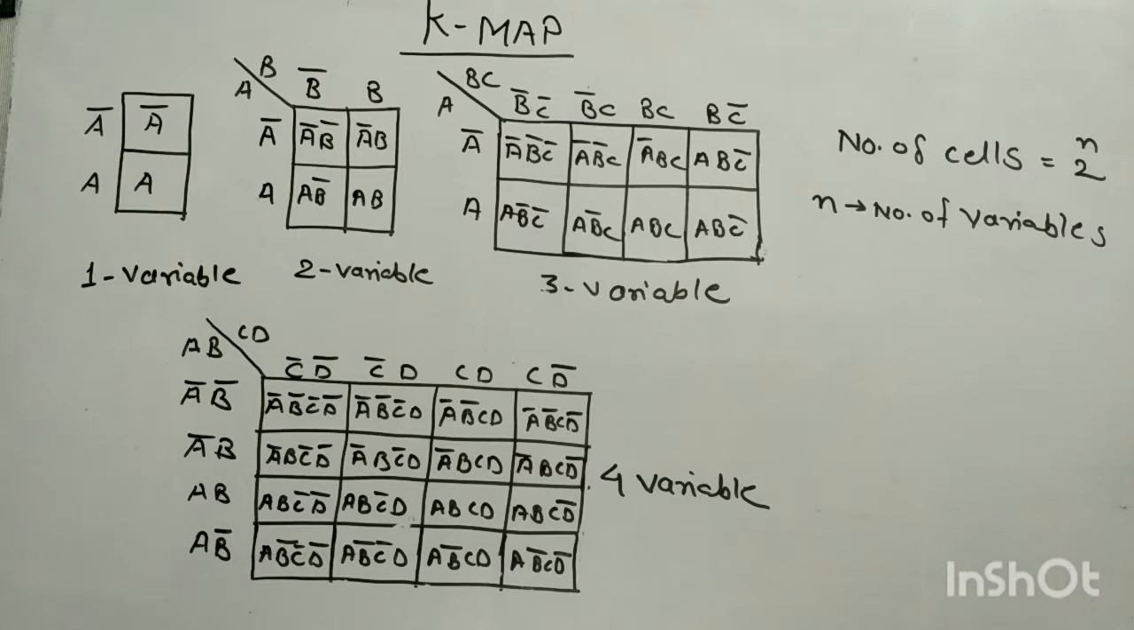If you remember the Gray coding system, it is a property of Gray code that only one bit changes when we proceed to the next or the previous number. Therefore we can label the 1 variable, 2 variable, 3 variable and 4 variable K-maps using the Gray code system. So now I will show you how to label this using Gray code.